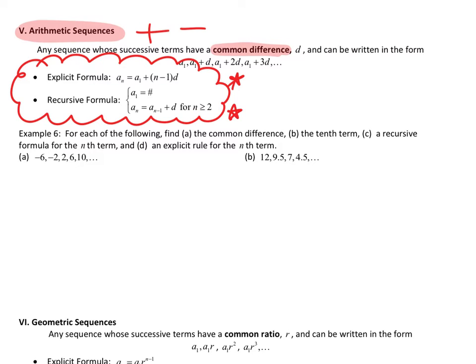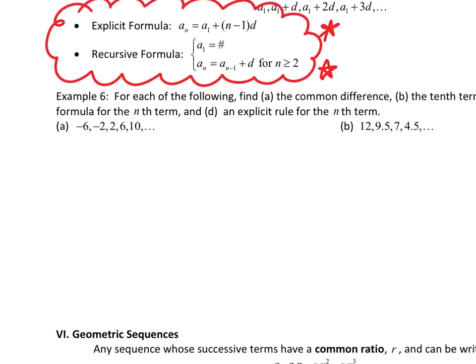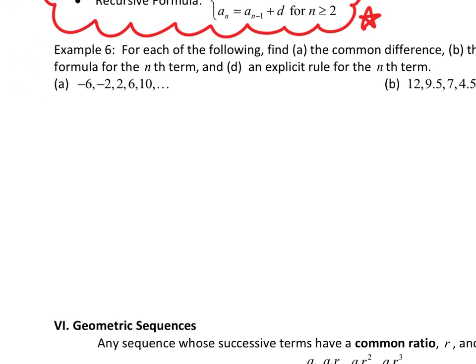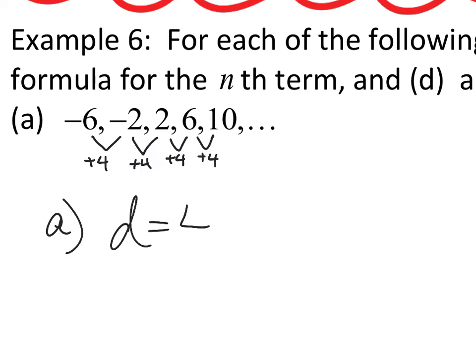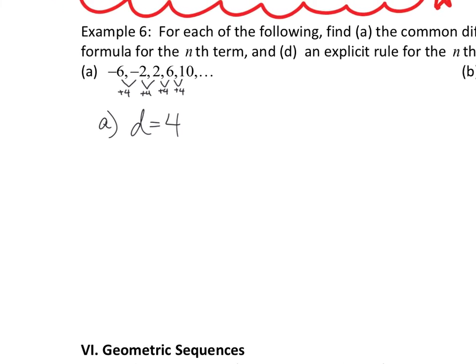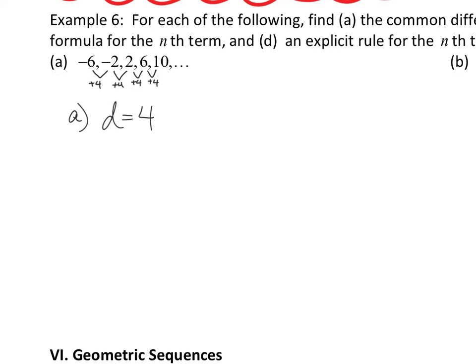So let's check out example 6. It says, for each of the following, find the common difference, the 10th term, a recursive formula for the nth term, and an explicit rule for the nth term. All right, let's do this piece by piece. First things first, it says find the common difference. And guys, don't overthink the common difference. Here's all we're doing. How do you go from 6 to negative 2? You add 4. How do you go from negative 2 to 2? Oh, check it out, we have a pattern in the sequence. That means the common difference, answer to A, is a positive 4. Don't overthink that part. It's just the pattern, essentially. The common difference is just what it's moving by, what it's going up or down by.